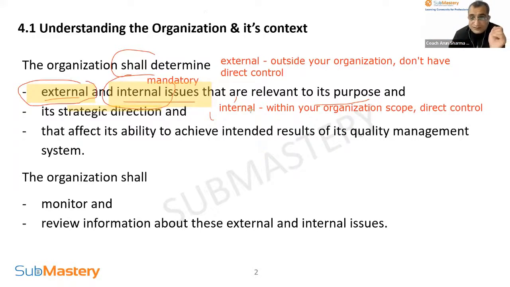Also, that affects the ability to achieve the intended result of its quality management system, right? You also focus on those issues which can have an impact on your quality management system. Those issues need to be prioritized, because your people might say, okay, the organization needs to give me five-star food. That may not be directly linked with your strategic direction, because definitely you want food to be good quality or nutritious, but it need not necessarily be five-star food, right?